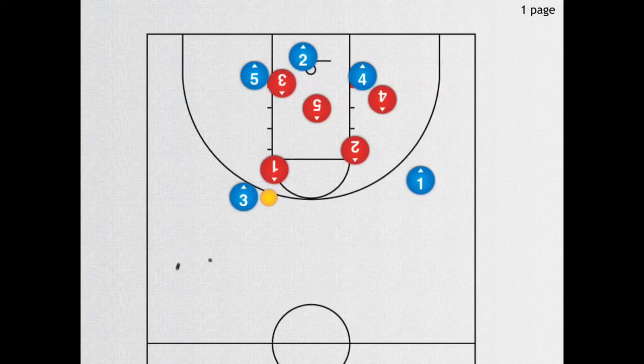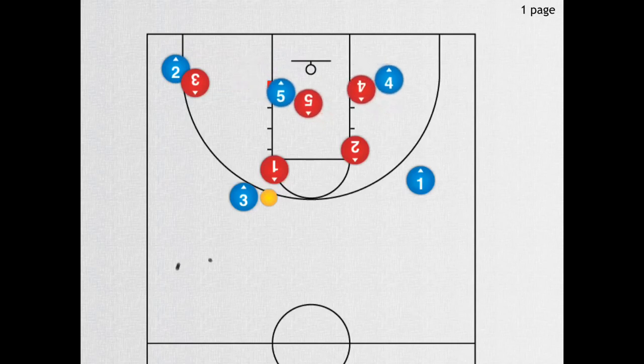Ball swings, we either have the 2 coming off for the shot. If that's not there, we're looking for the 5-man to seal. If that's not there, we're looking for that skip pass to the corner. If he fights over and takes it away, he slips a screen, and we have the layup. And that's single.